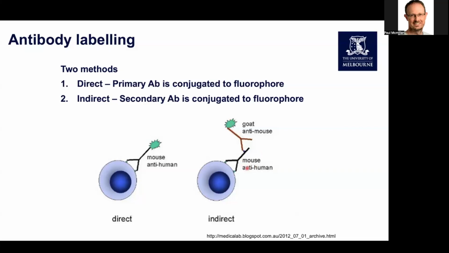Downside is, if you've got an extra layer there in terms of 2 sets of antibodies, you start to come across limitations in terms of organisms that they've been raised in. We have non-specific binding and things like that become a problem as well.